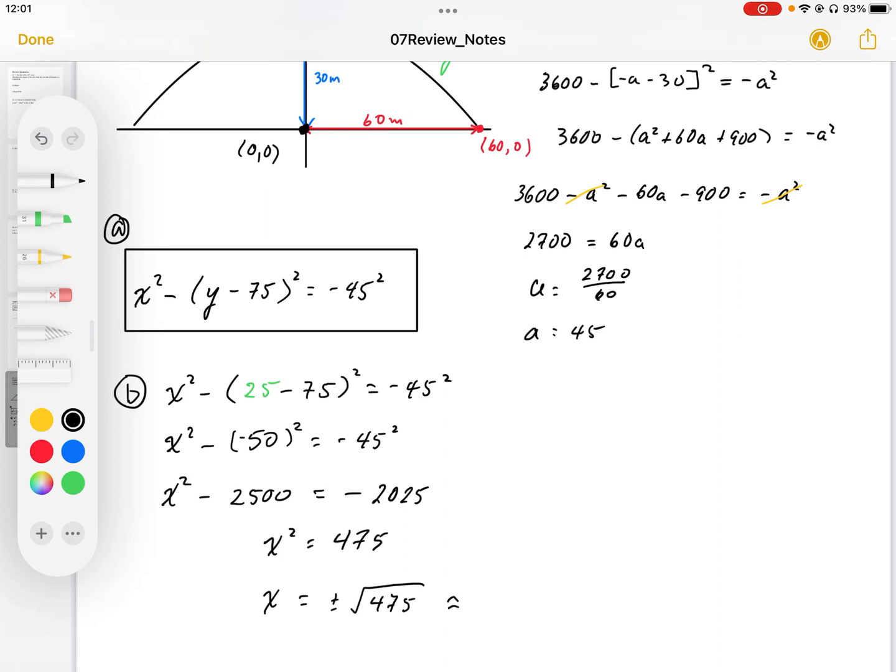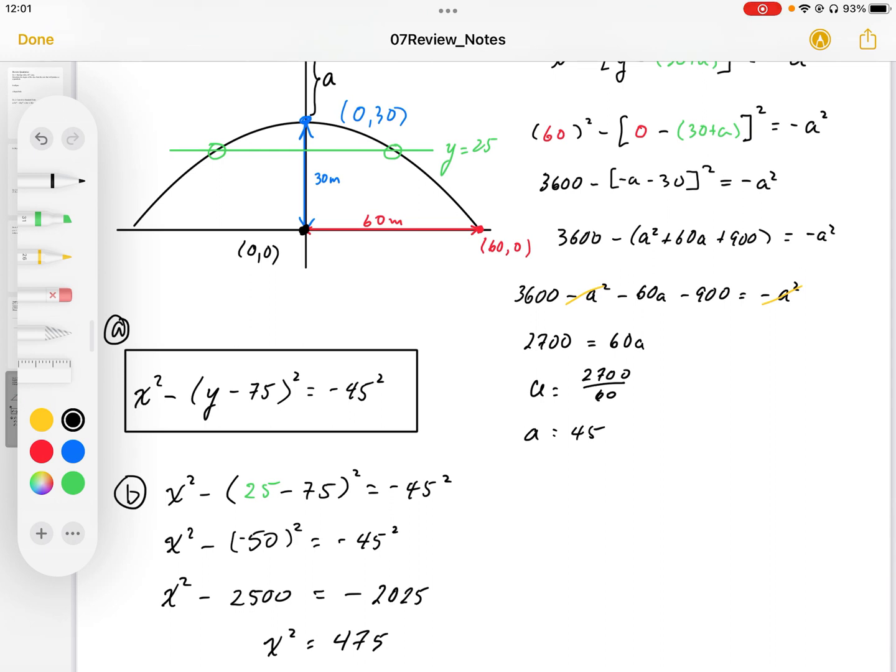And that works out to approximately, what is that going to be? The square root of 475 is approximately 21.79. Okay, so at plus or minus 21.79 meters, here and here, we're going to have a y-coordinate height of 25 meters.